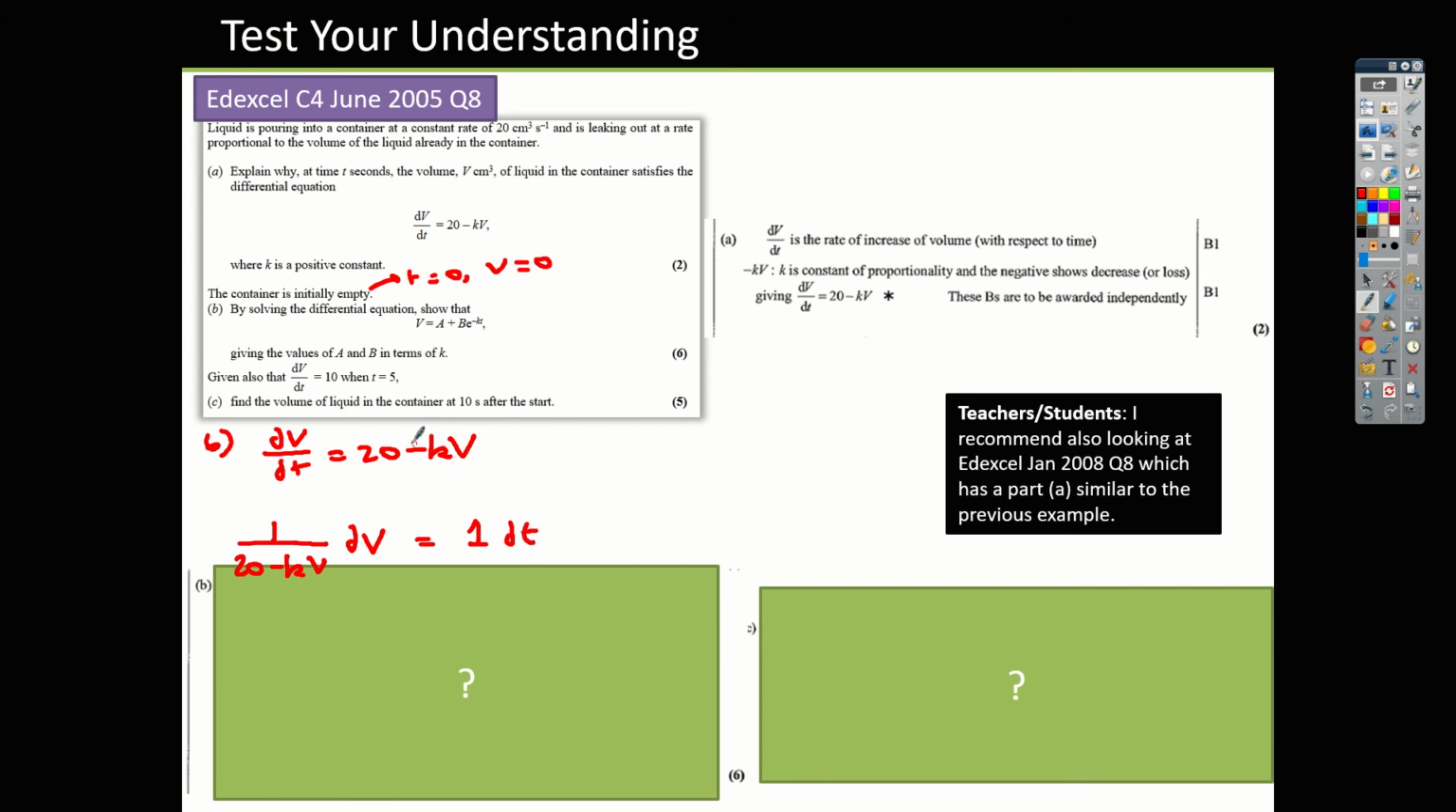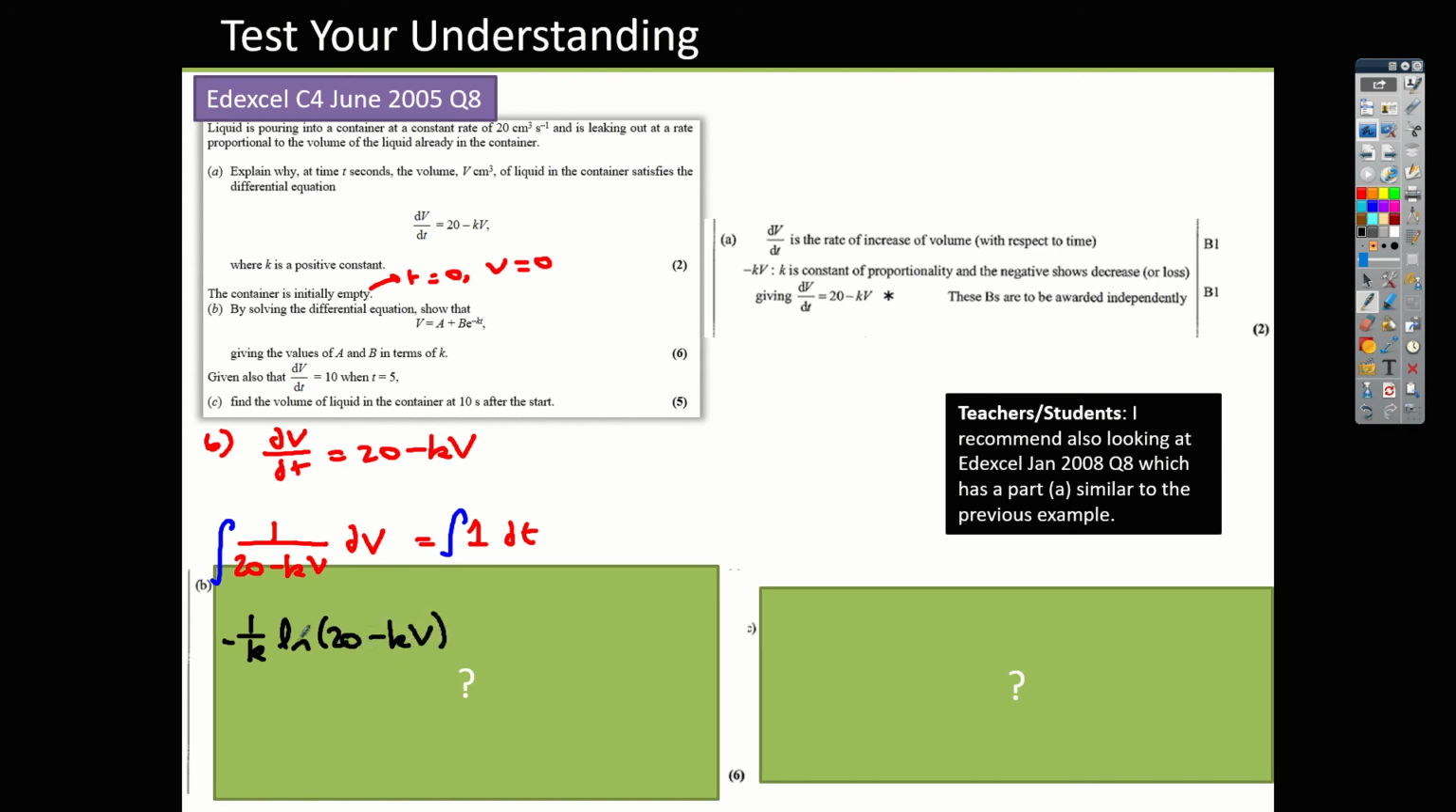Okay, again, I can't add kv to this side because how separable form works is that it's got to be a product here, and that's not a product, so it's got to all come over. Integrate both sides. So this is going to give me some kind of natural log because it's of the form 1 over v. I'm expecting a minus k at the top to match the derivative over here. So this, I believe, is going to go to minus 1 over k times the natural log of 20 minus kv.